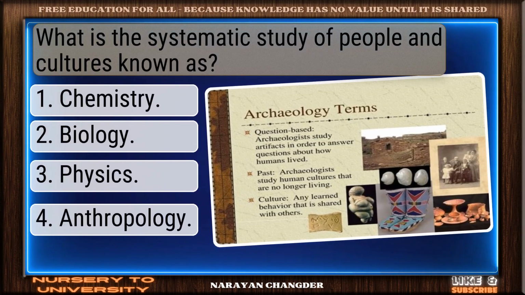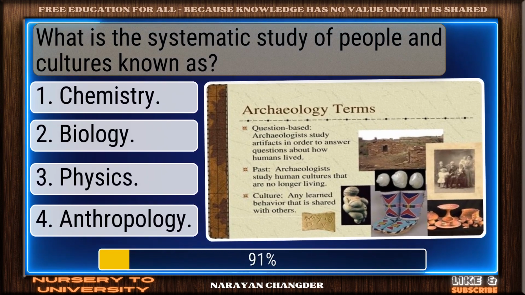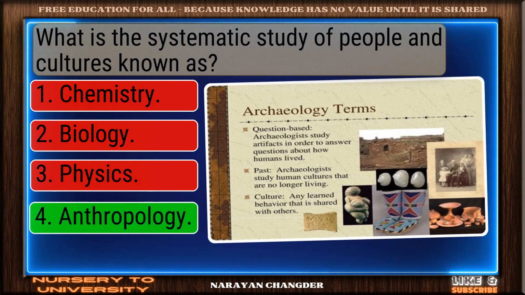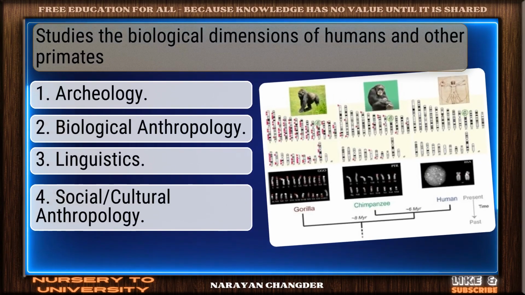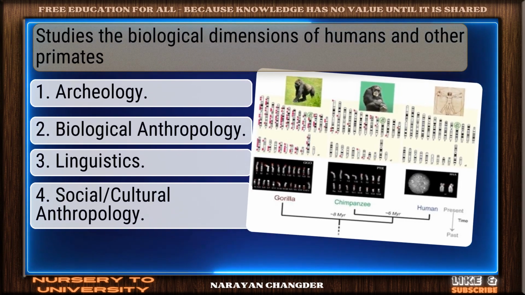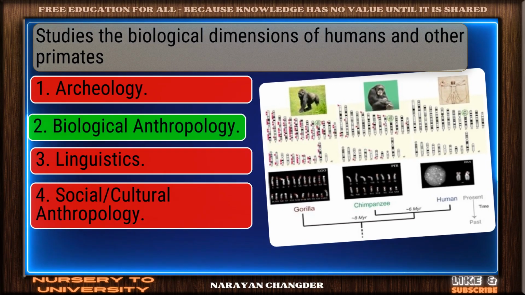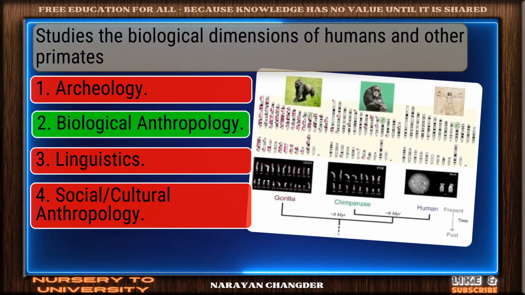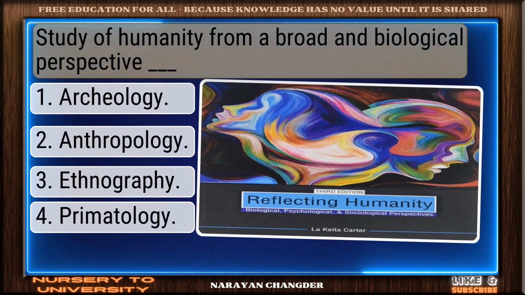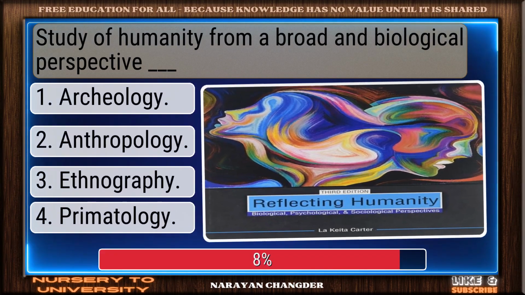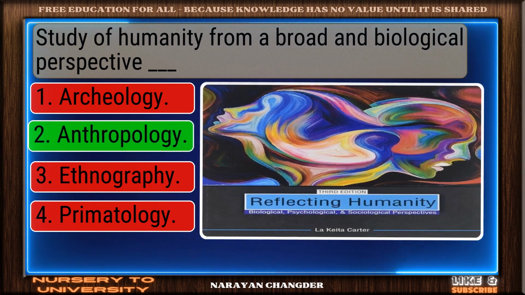What is the systematic study of people and cultures known as? Good thinking. Anthropology is the right answer. Studies the biological dimensions of humans and other primates. Nice work. You chose biological anthropology, and it is correct. Study of humanity from a broad and biological perspective dash. Perfect. Anthropology is the correct choice.